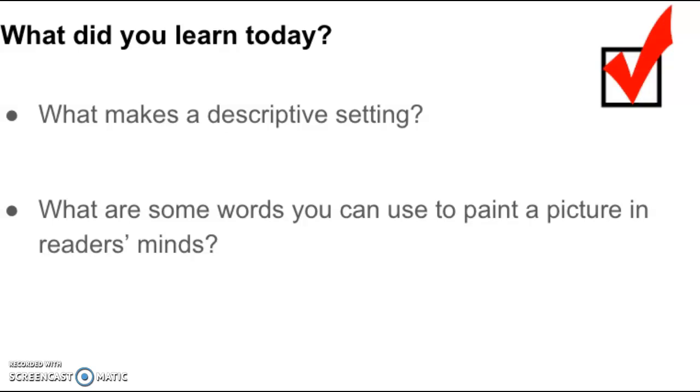Okay, so before we get to the you do, think about what you learned today. What makes a descriptive setting? And what are some words you can use to paint a picture in your reader's mind? Okay, so think about that. Use the resources that I've included in your learning plans with all those different words. Maybe make your own list, maybe add words to that list.